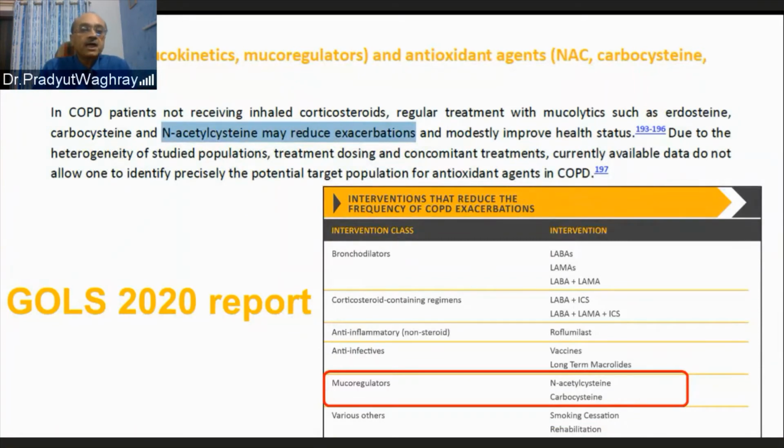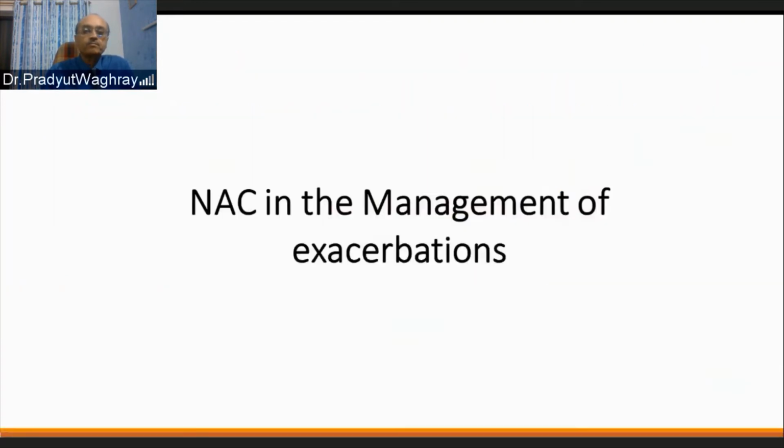So much so that this time the GOLD 2020 report also showed that in COPD patients not receiving inhaled corticosteroids, regular treatment with mucolytics such as N-acetylcysteine may reduce exacerbations and modestly improve the health status. This is a very, very significant point they have made this time, and they have included N-acetylcysteine as one of the drugs to prevent significantly and to reduce exacerbations.